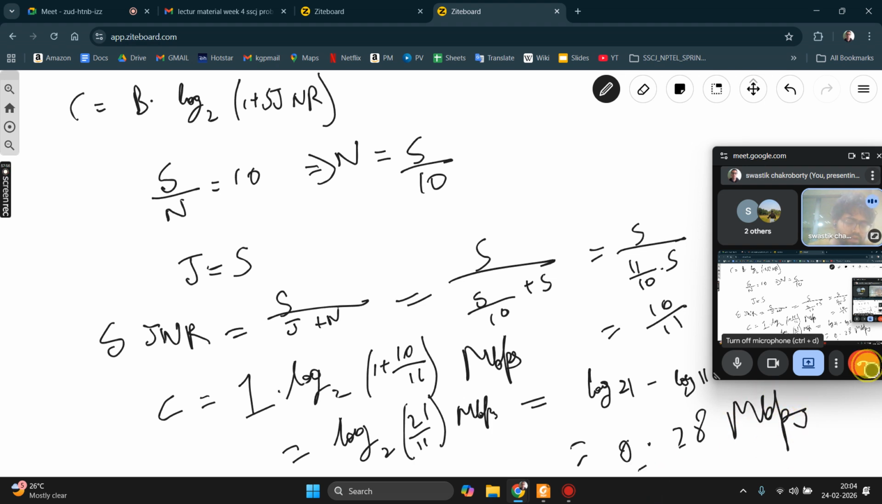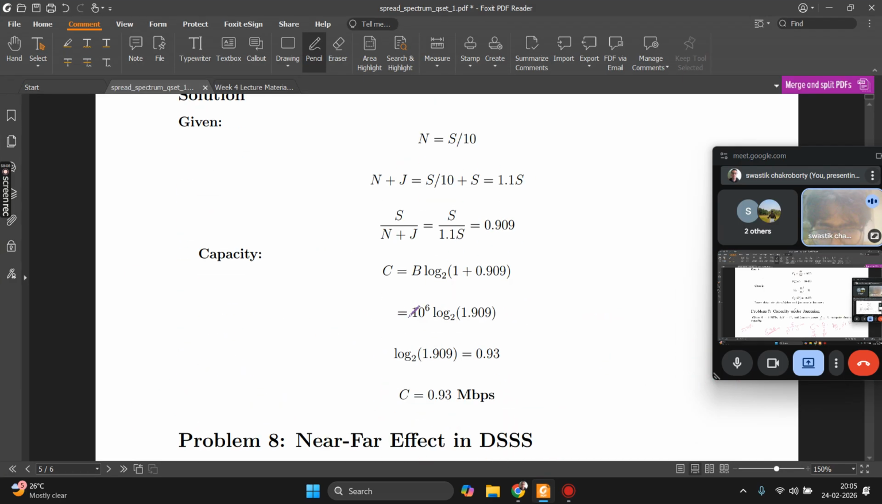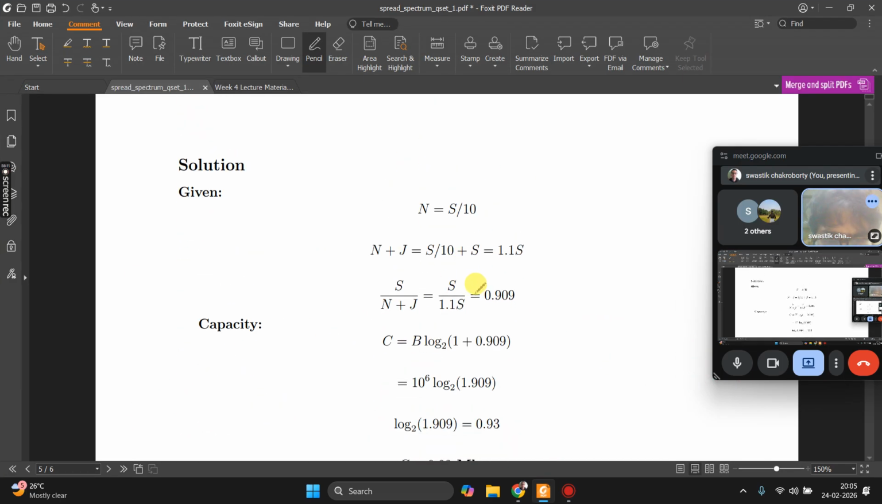That is the fundamental capacity of the channel. That is the maximum data rate you can get under these conditions, 0.28 Mbps or 280 kbps. So that is the absolute theoretical maximum data rate that you can get in this condition.